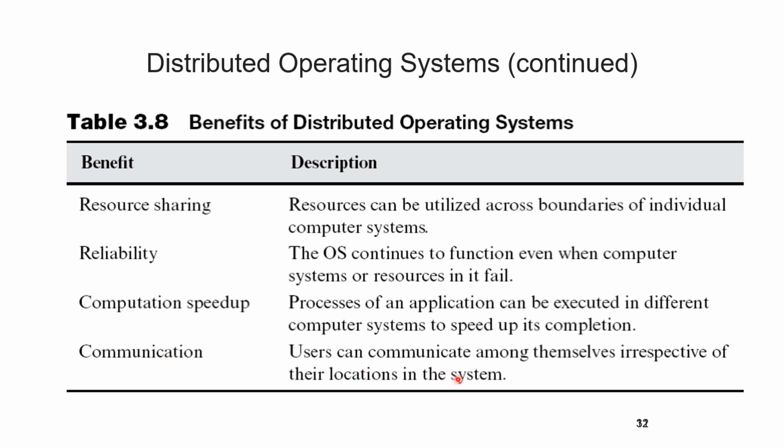And communication. The users can communicate among themselves irrespective of their locations in the system. Irrespective of the locations, the computers can share resources and communicate information between the computers, between the clusters in a network. Okay, so these are the benefits of a distributed operating system.